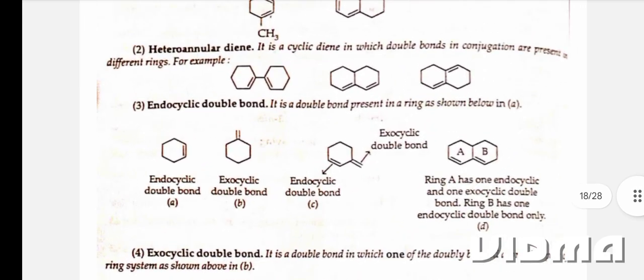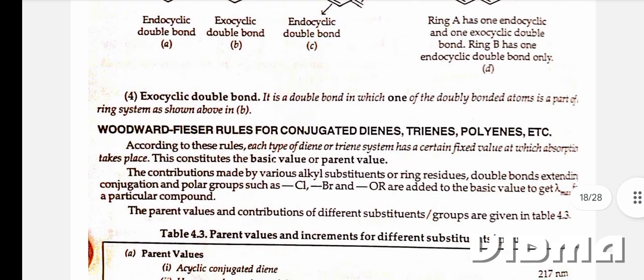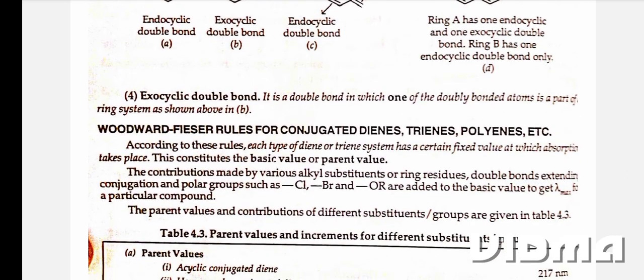Heteroannular diene. It is a cyclic diene in which double bonds in conjugation are present in different rings. Endocyclic double bond. It is a double bond present in a ring. Exocyclic double bond. It is a double bond in which one of the doubly bonded atoms is a part of a ring system as shown above.